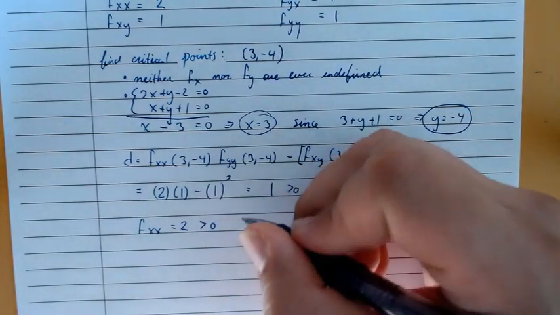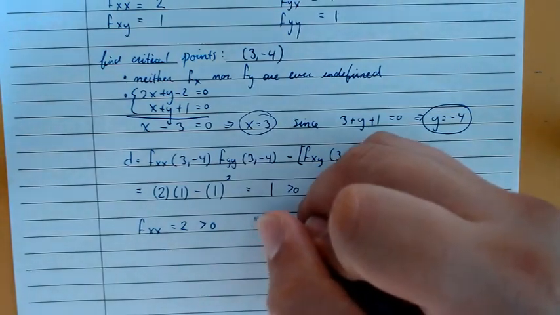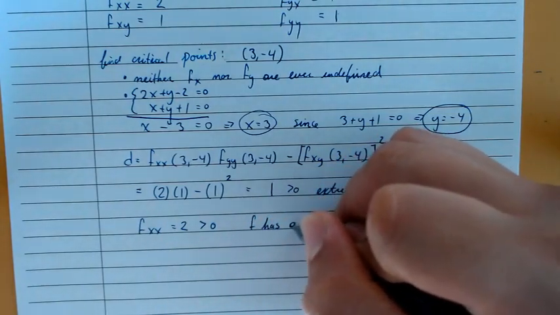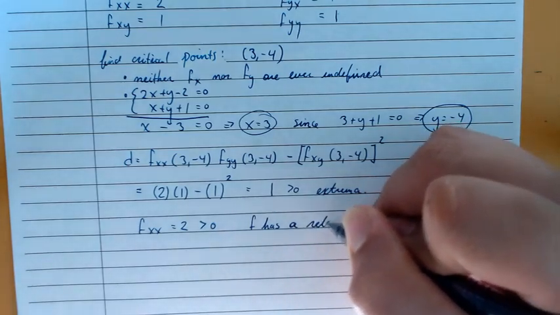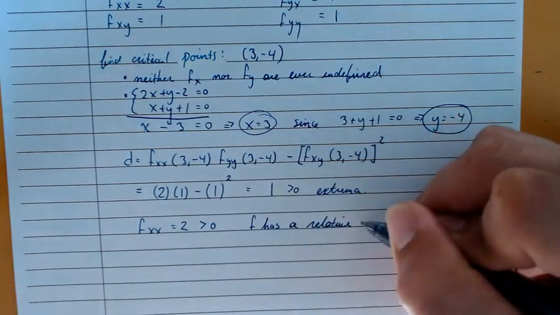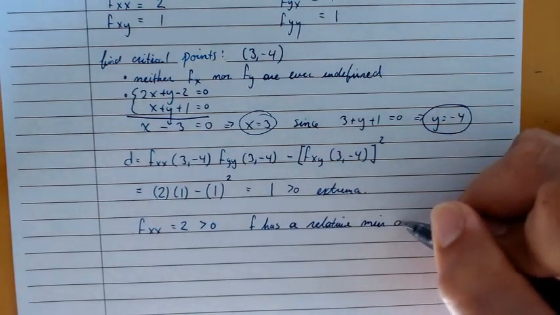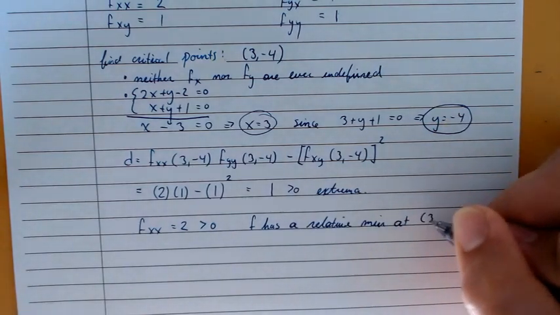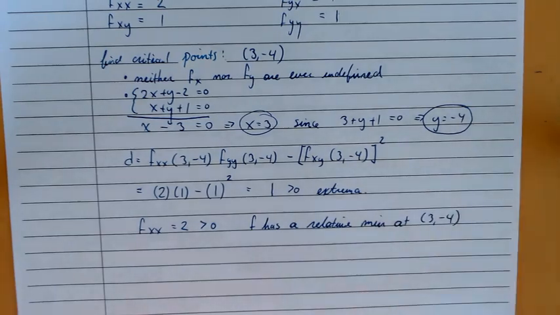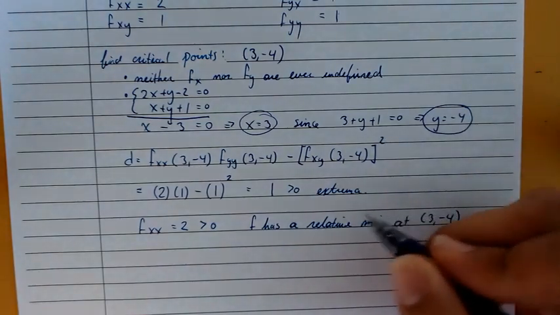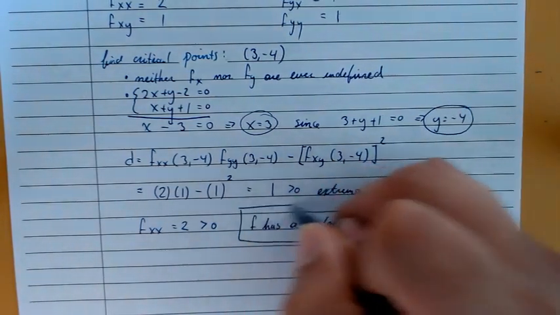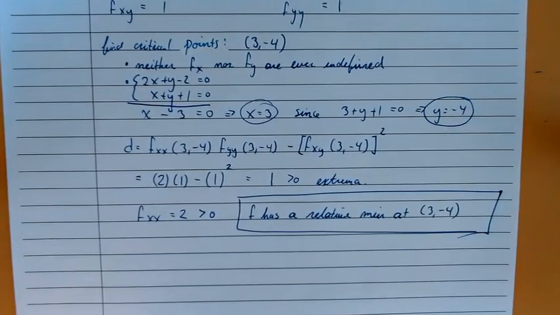And now we get that f has a relative minimum at 3 comma negative 4. And that's our result. You may wish to try this. So let's go ahead and see another example here. Let you try this out.